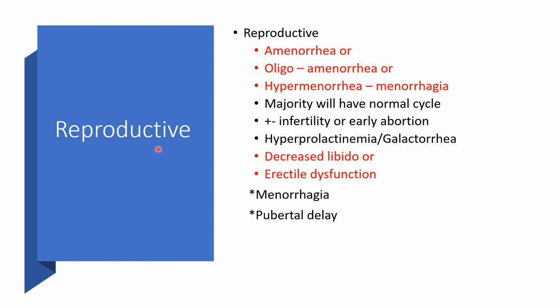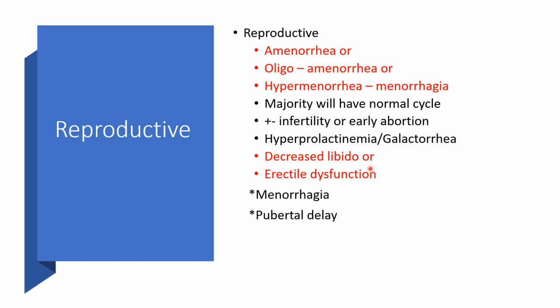Reproductive system. The other time I said that the problem we are dealing with now is hypothalamic pituitary failure. Then the gonadal axis is now suffering. So a young lady with this will have amenorrhea or oligomenorrhea or hypermenorrhea with menorrhagia. Majority will have a normal cycle. They may be down with infertility or early abortion if at all they are fortunate to have pregnancy. Hyperprolactinemia or galactorrhea can occur, and when this is the case, there will be infertility because there will be negative feedback. Decreased libido.